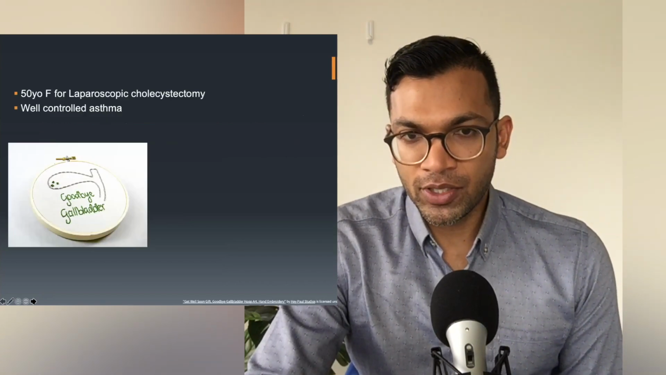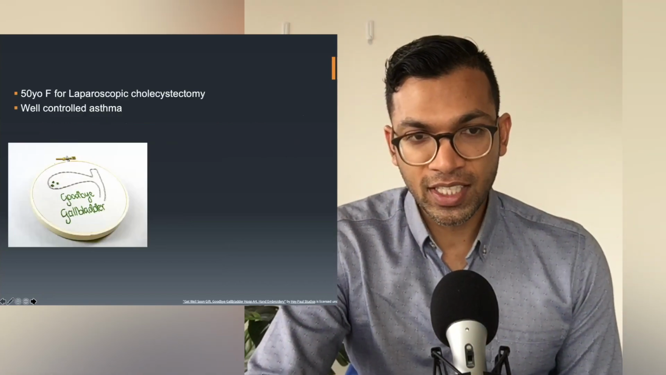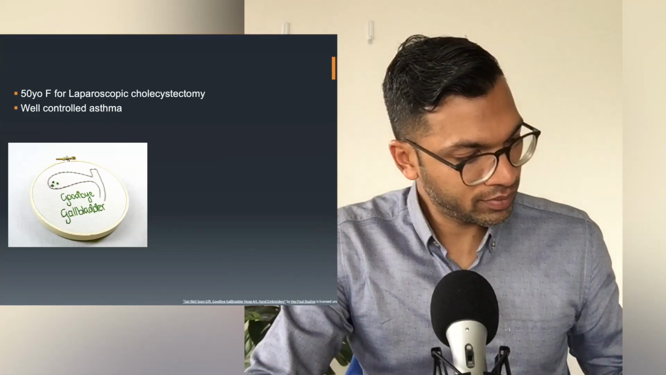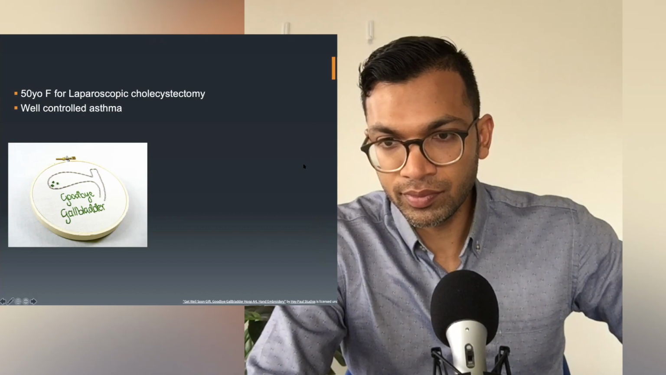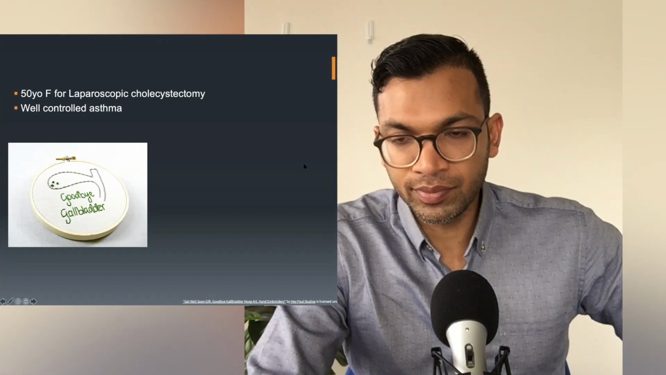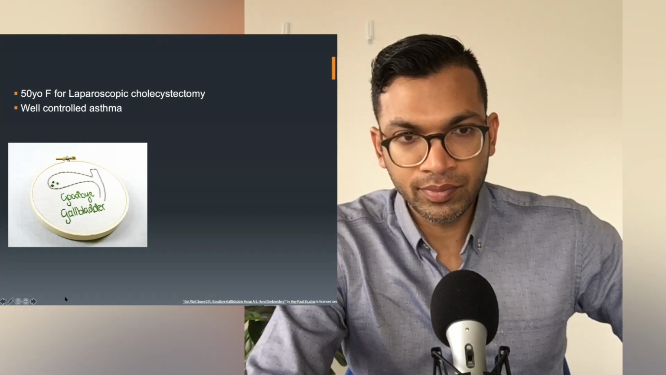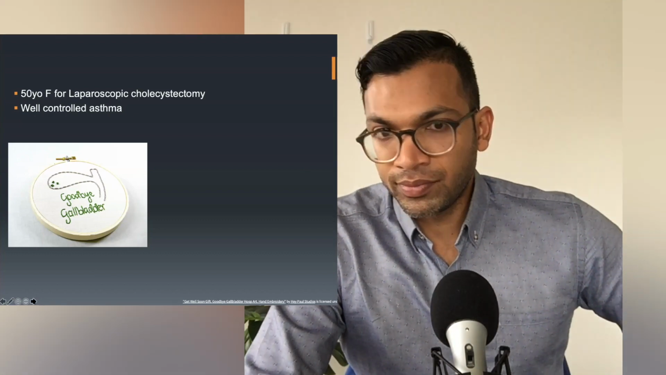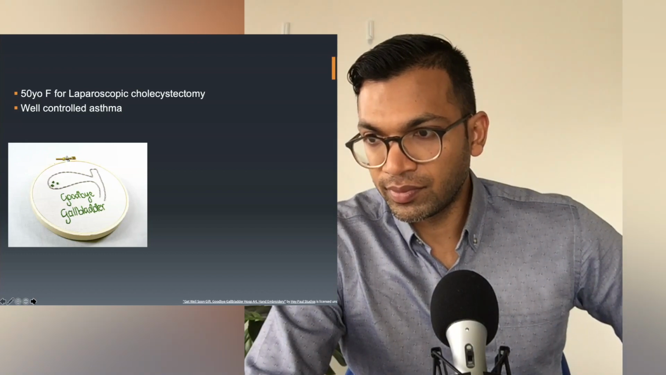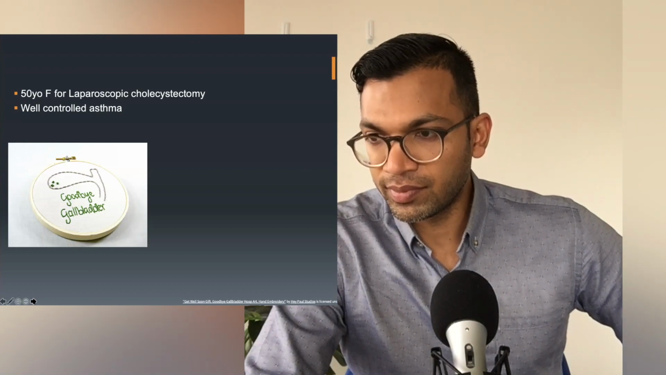50-year-old female, laparoscopic cholecystectomy with well-controlled asthma. Given that the background is asthma, and presumably given it's going to be laparoscopic, I'd go with the general anaesthetic. I probably would consider the patient to be intubated with an ETT, only because I remember a long time ago, if they had a laparoscopic procedure, they had to be ETT'd.